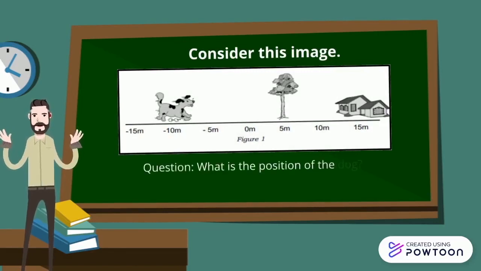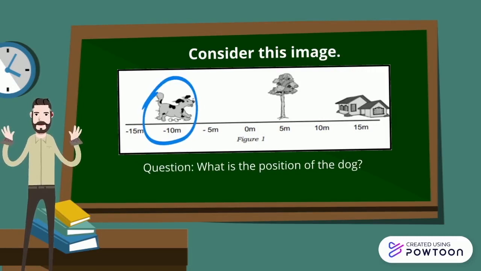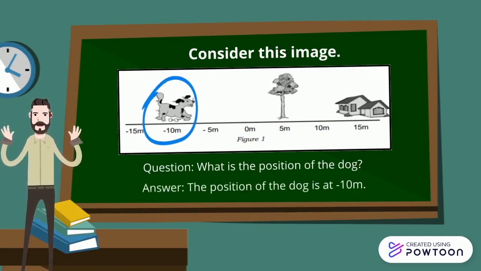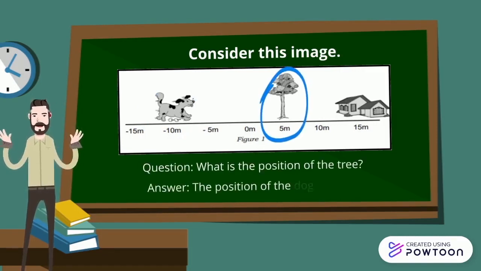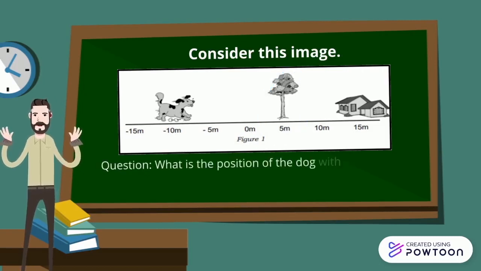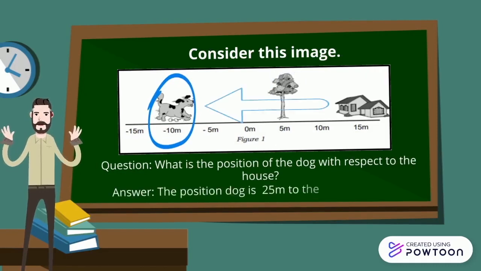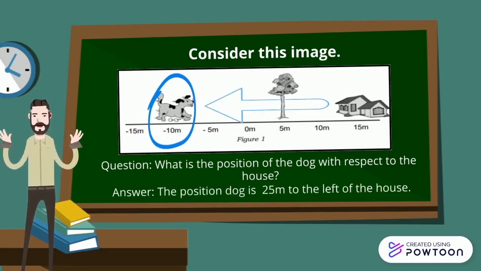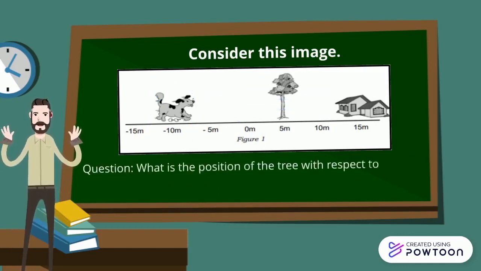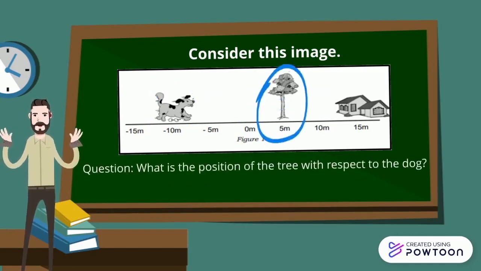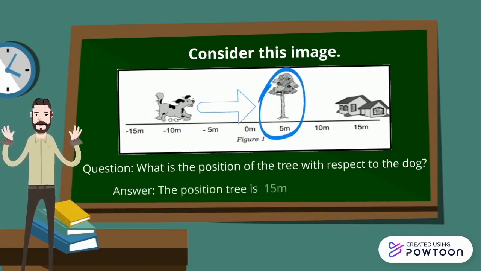What is the position of the dog? The position of the dog is at 10 meters. What is the position of the tree? The position of the tree is at 5 meters. What is the position of the dog with respect to the house? The dog is 25 meters to the left of the house. What is the position of the tree with respect to the dog? The tree is 15 meters to the right of the dog.